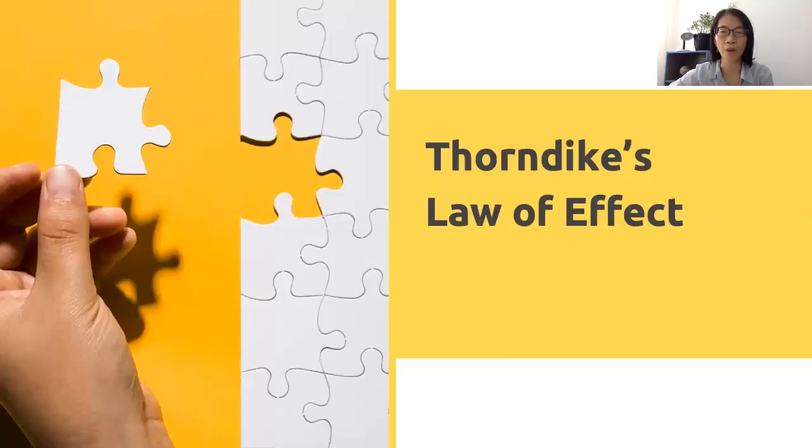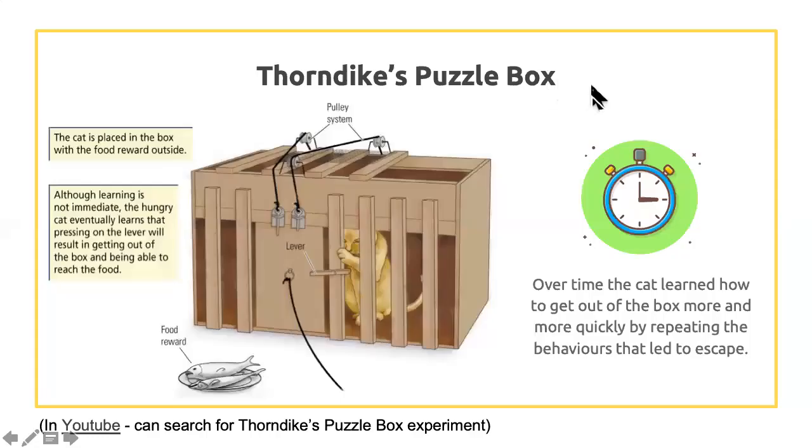I will share about the Thorndike law of effects experiment, which is strongly related to the ideas of behavioralism. Thorndike created an experiment called the puzzle box, in which he placed a cat in the puzzle box. You can learn about this experiment on YouTube if you type in Thorndike's puzzle box experiment.